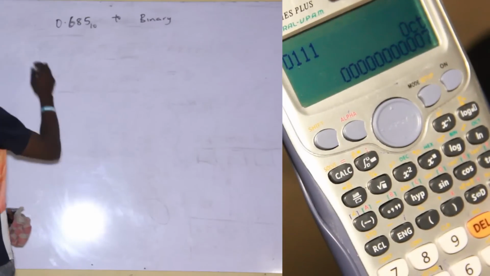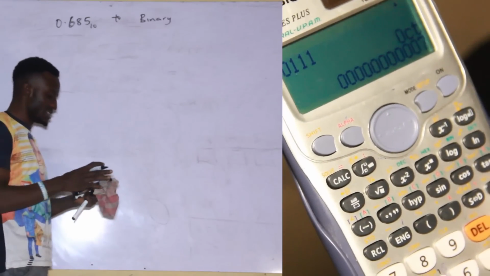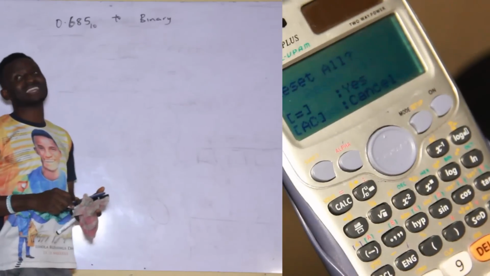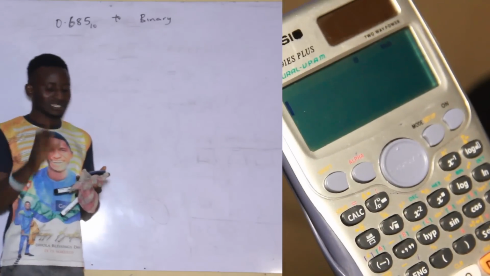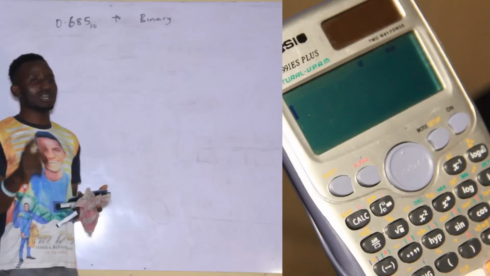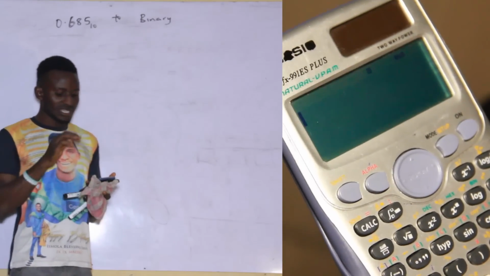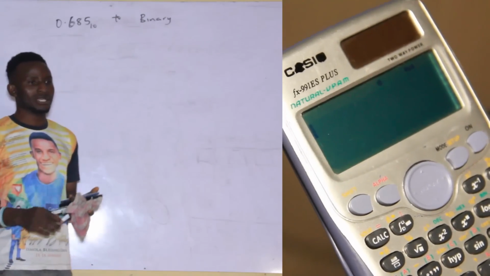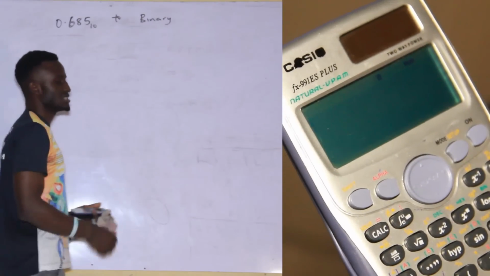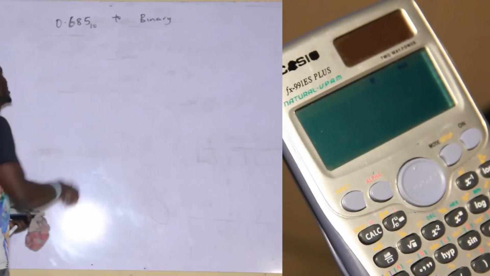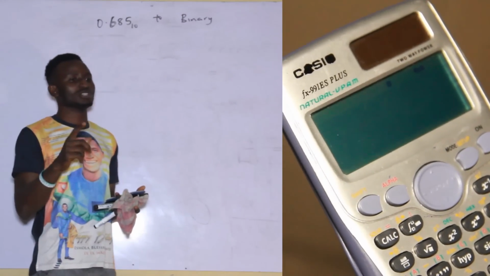Everybody reset your calculator. How do you reset the calculator? That is, you take it out from binary. It is either you press mode and you press comp, or you press shift 9, 3, equals to twice. Now, when you have reset your calculator, then you make sure that you enter the question.